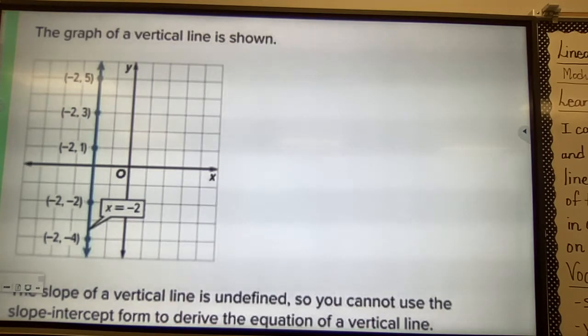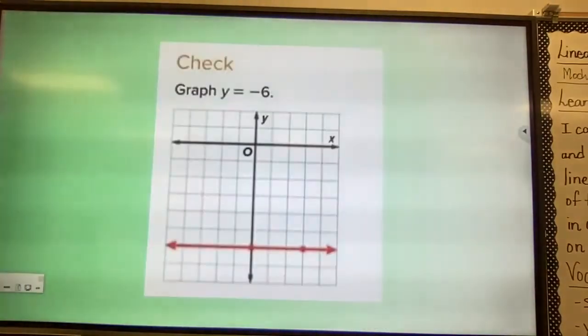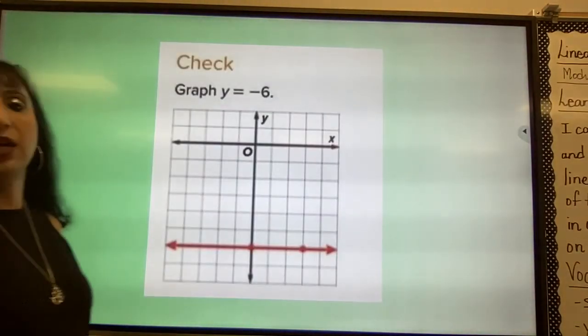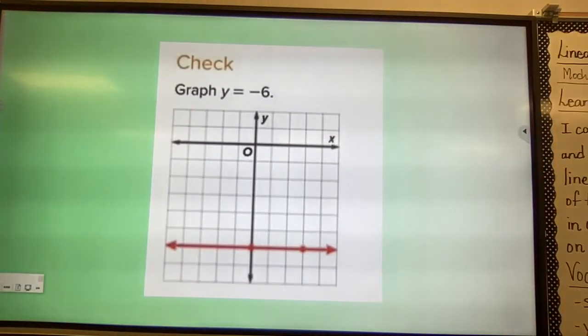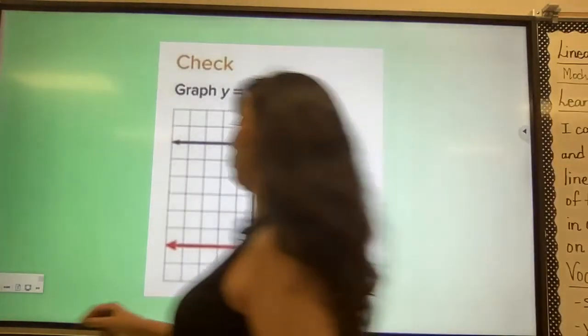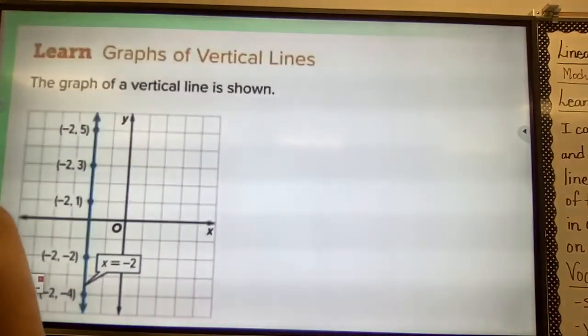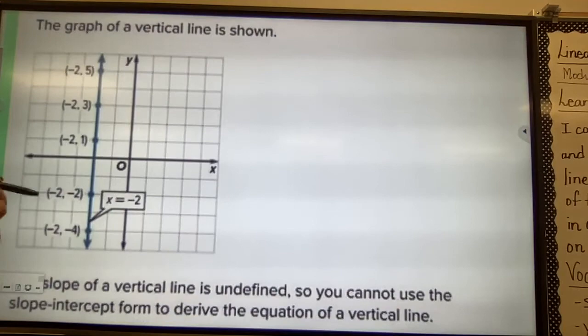So the slope of any horizontal line is going to be what? As you can see, there is 0 slope, and the y-intercept will be where it is actually crossing. So in this case, it is what? -6. In the earlier one, it was -1. So I just wanted to quickly talk about that before I moved on over here. Because the slope in that was 0.